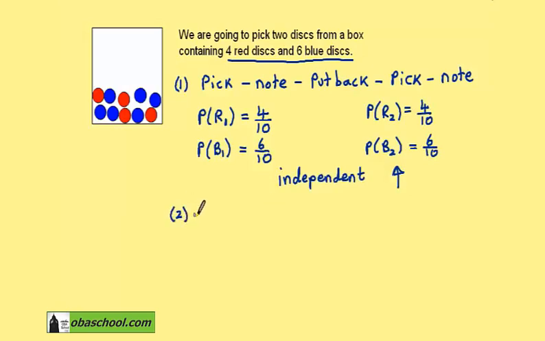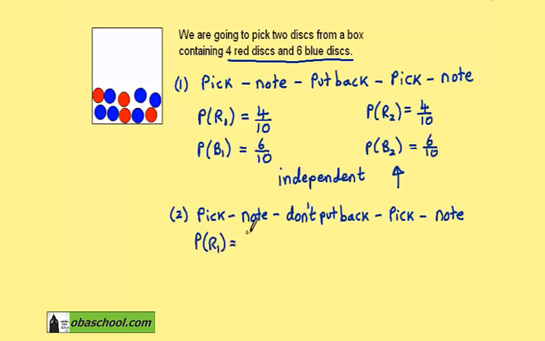The second situation that could arise here is that we pick the first disc and note its colour, but we then do not replace the disc in the box. This changes the situation in the box for when we make the second pick. The probabilities are the same for the first pick. The probability of getting a red first time is 4/10, and the probability of getting a blue first time is 6/10.